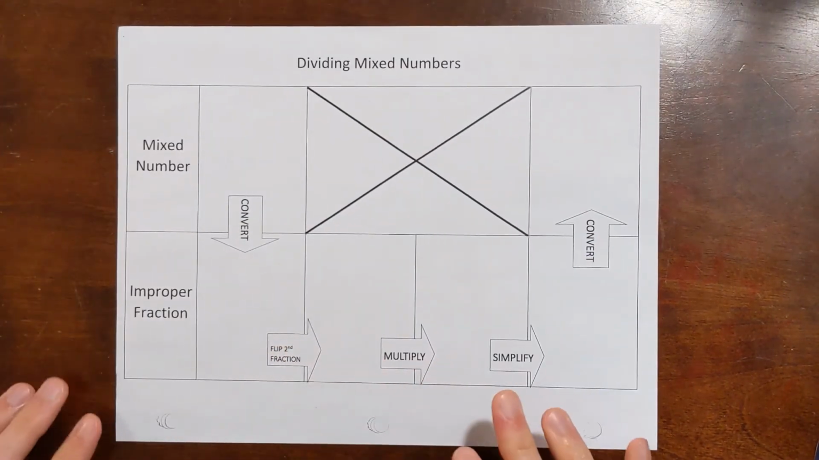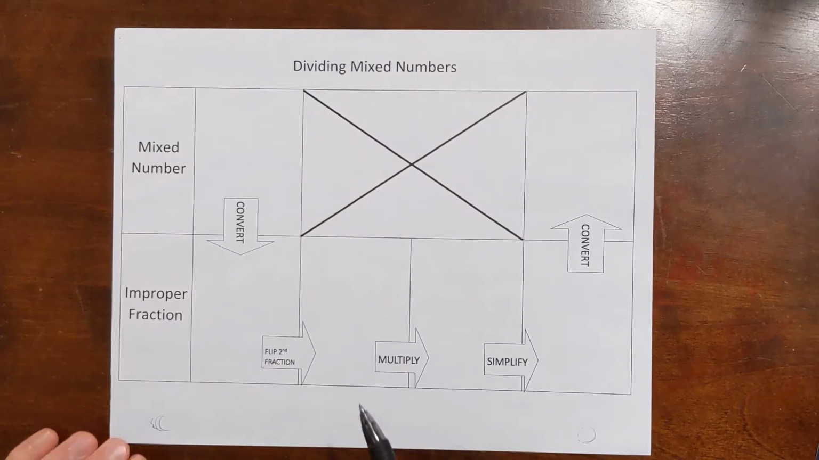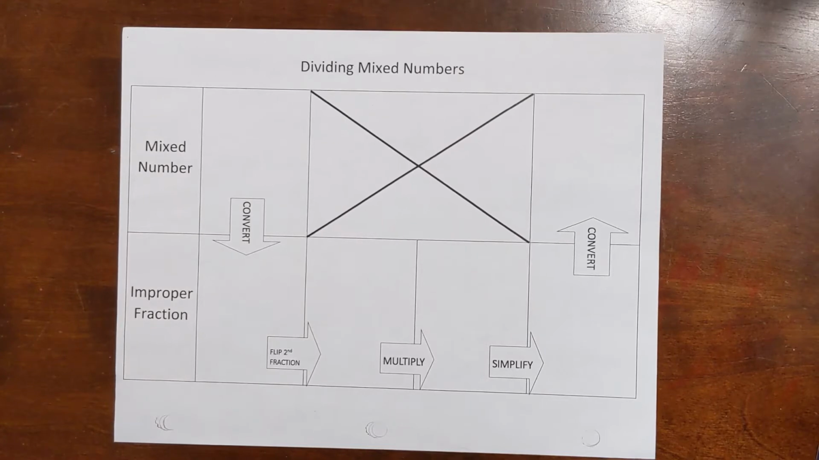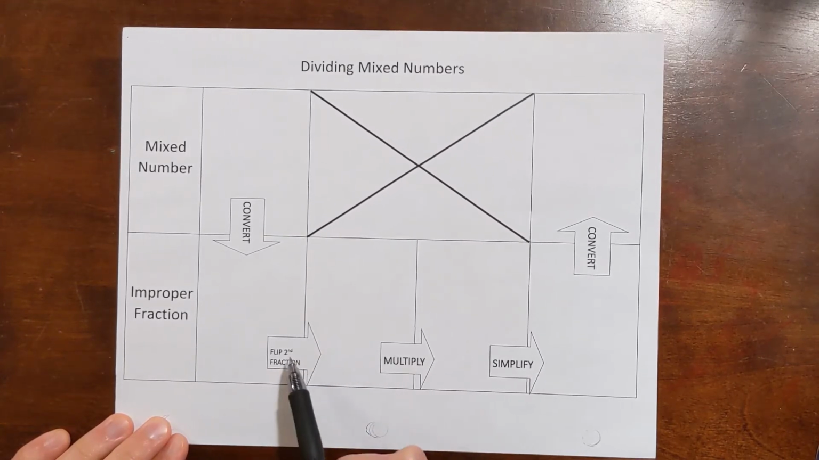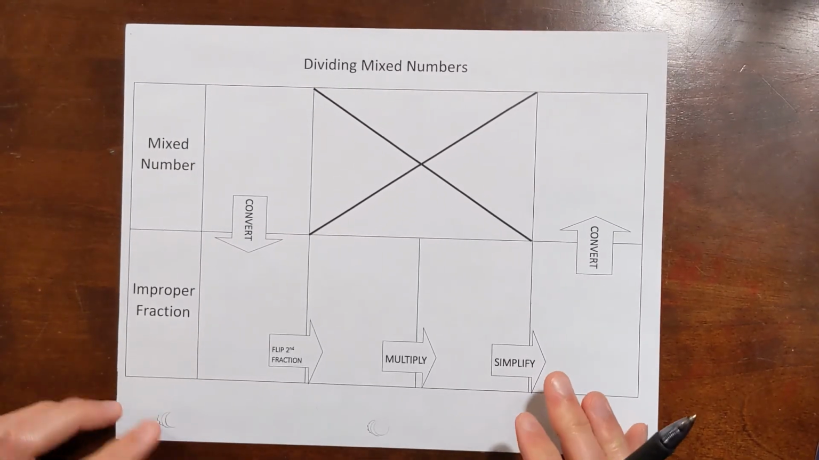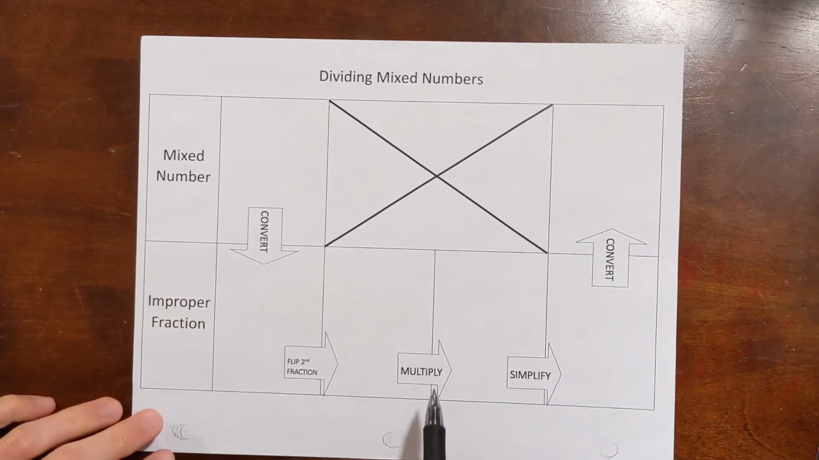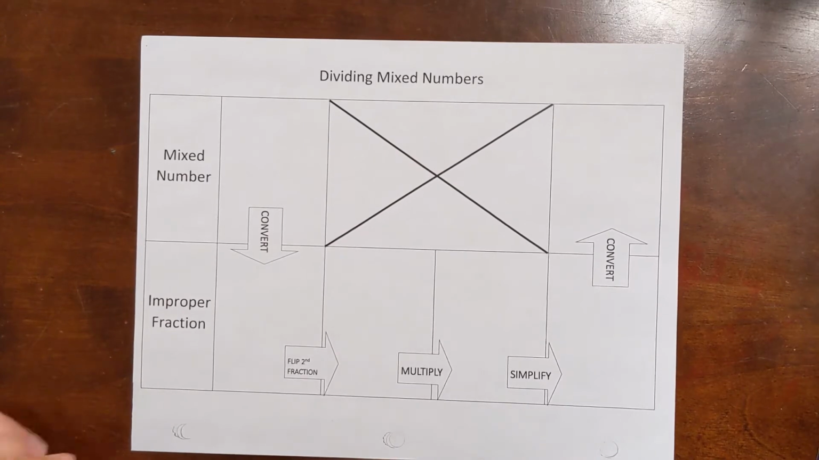The only difference with dividing mixed numbers compared to multiplying mixed numbers is that there's an extra step in here, because we know the only difference between multiplying and dividing fractions is that you need to flip the second fraction. So you can see here that our second step is to flip the second fraction. But all the rest of the steps are the same. We are still converting the mixed numbers into improper fractions. We are still multiplying. We are still simplifying and converting. But let's do all these steps with the sample problem.